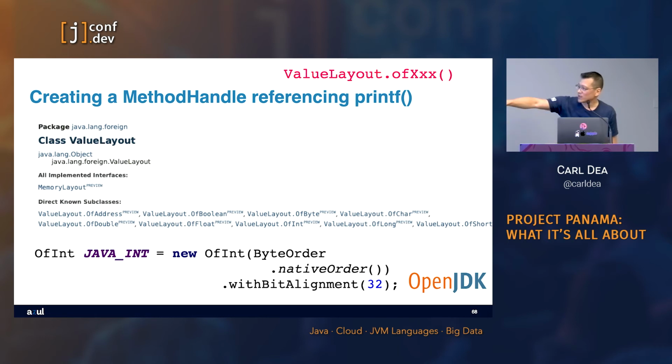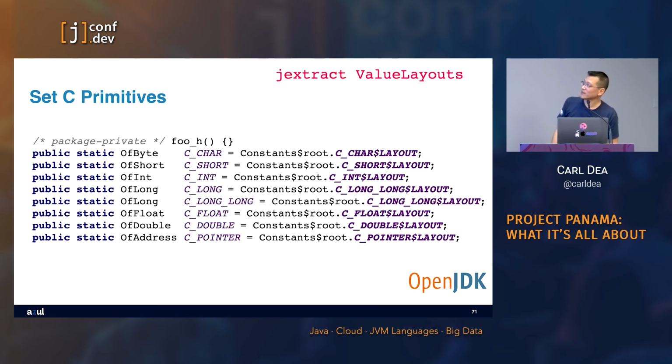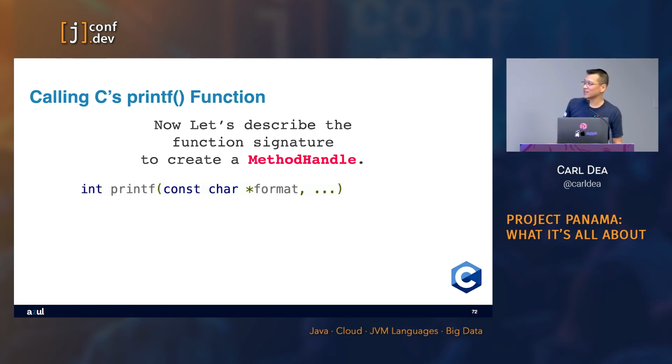So yeah, I just wanted to show you the native order and the bit alignment. You won't need to be concerned with this, but in the Java doc, you can actually see all the ones that you can choose from. The idea is to describe that method signature. That's the most important thing. So here are the native ones, and they almost map to the more portable ones that are predefined in Java 19.